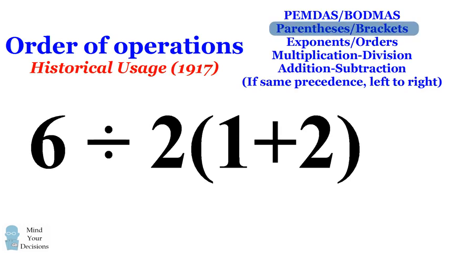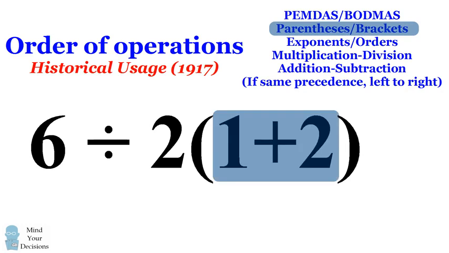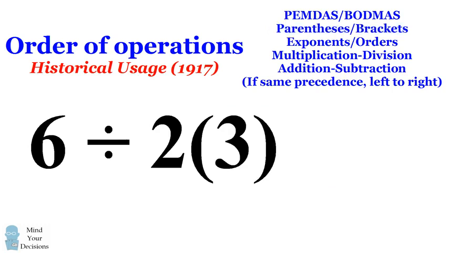So the first part of the equation is the same as before. We have a parenthetical expression, and this should be evaluated first. We have 1 plus 2, and that becomes 3. The debate then centers around this division symbol. So what does it mean that we have 6 divided by 2 parentheses 3?